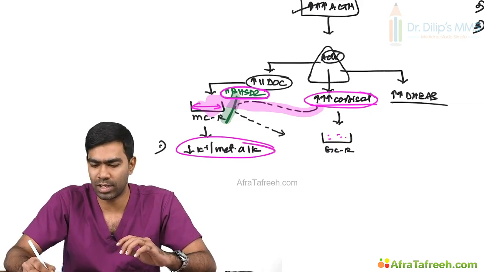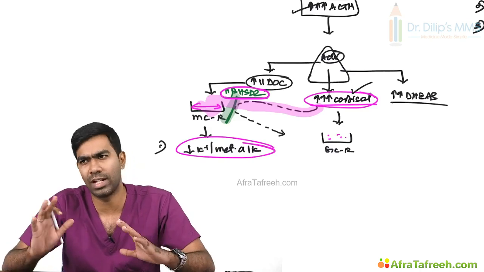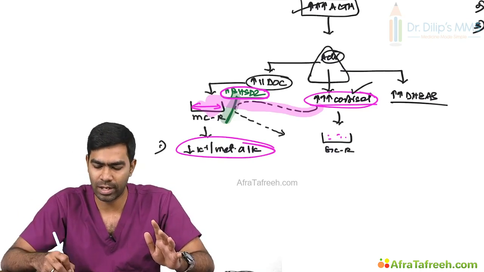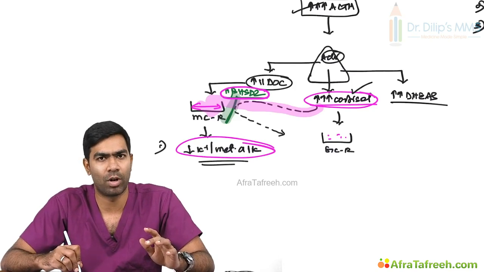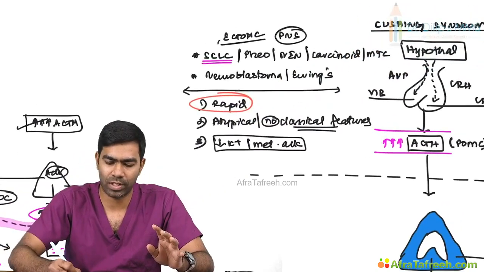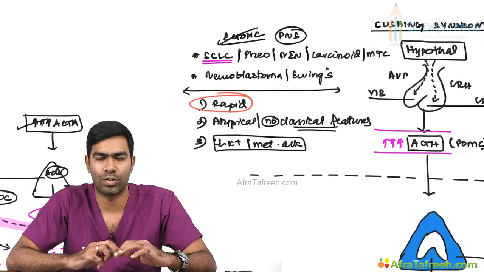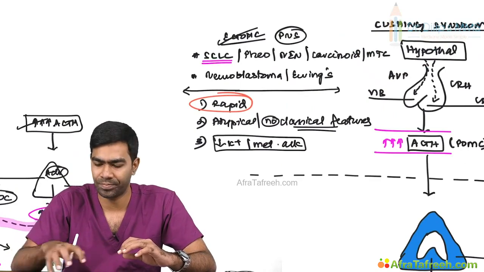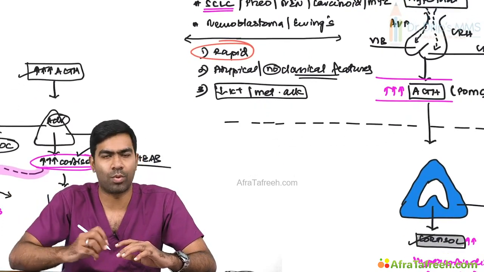metabolic alkalosis, which means any Cushing syndrome, if they produce significantly high amounts of cortisol, can produce hypokalemia and metabolic alkalosis. But this is very, very important with regards to the ectopic ACTH production causing Cushing syndrome. Clear? Very, very important point.